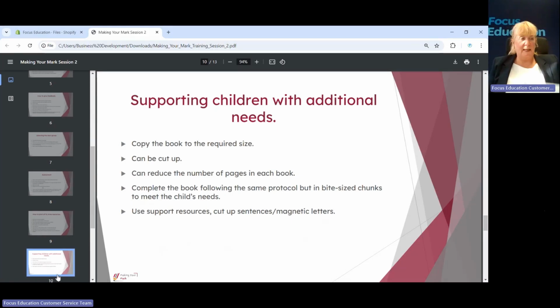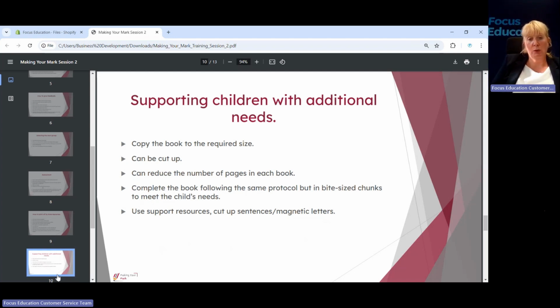Supporting children with additional needs. Again, there's an information pack. Each setting will have their own SEND support and their guidance for that. This is not a stop doing that. This is just how to support alongside.